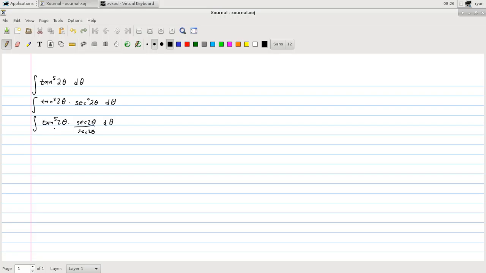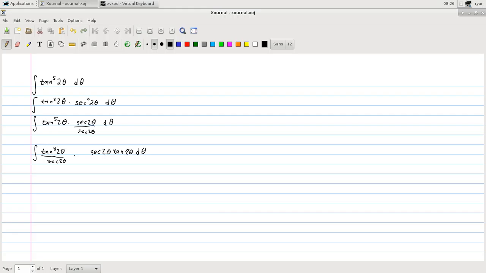So now the strategy here is to save one secant and one tangent. So we can write this as tangent to the fourth 2 theta over secant 2 theta. And we've saved a power of secant and a power of tangent. And now once we've saved our secant and tangent, we convert everything else to secants.